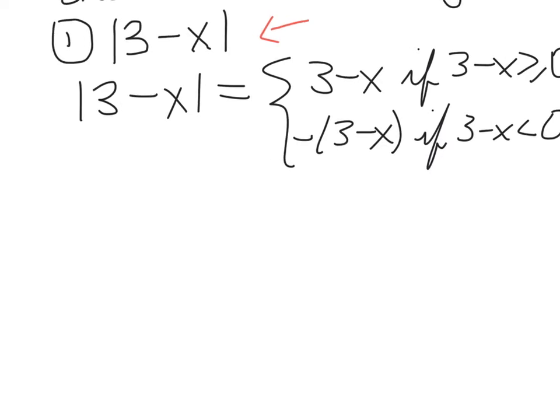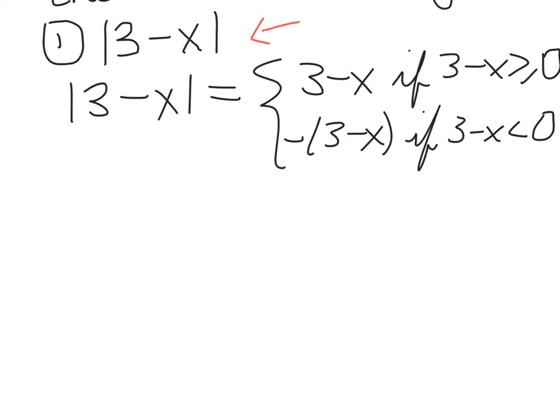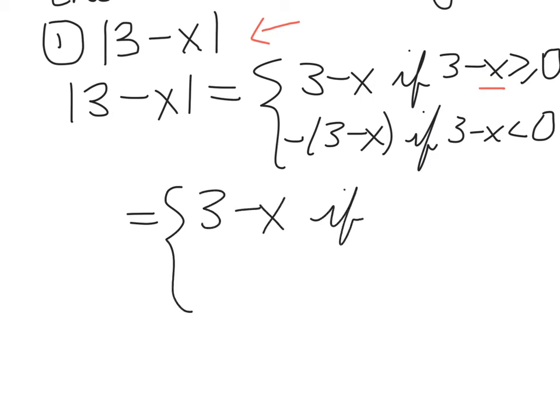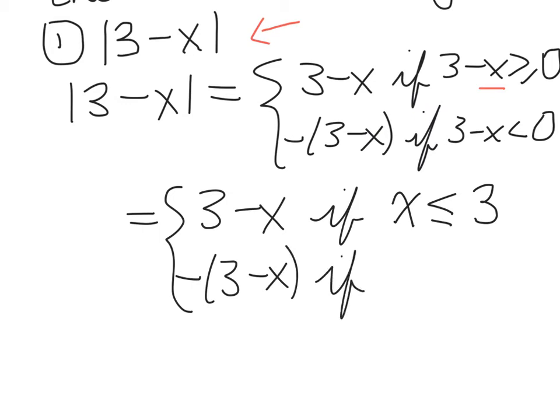And let's rewrite that by solving just for this inequality on the right-hand side. So the absolute value of 3 minus x is equal to 3 minus x if, solving for this, we get 3 greater than or equal to x, or we would rewrite it as x less than or equal to 3. And it's minus (3 minus x) if, solving for the other piece, we get 3 less than x, or x greater than 3.